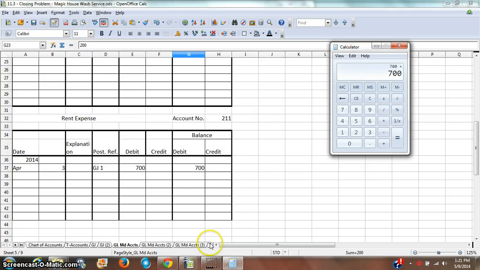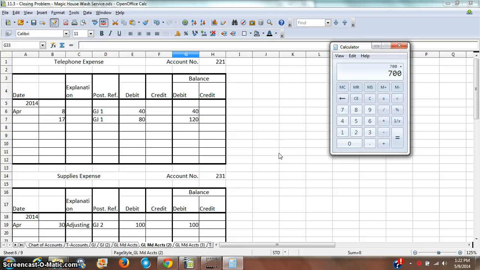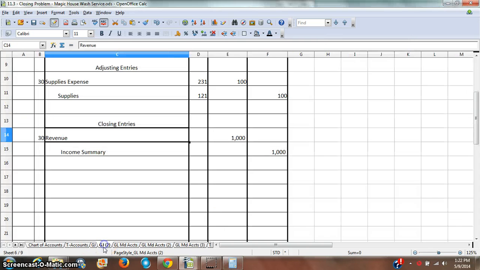700 in rent expense. Telephone expense is 120. Supplies expense is 100. So that's going to be 920 total. Since these are debit accounts, I'm going to have to credit the expense accounts. So I'm going to start by debiting income summary $920.